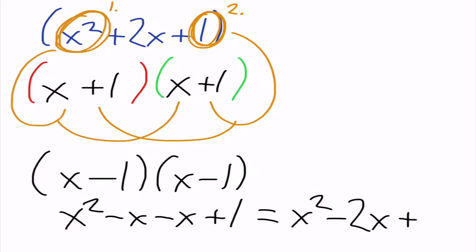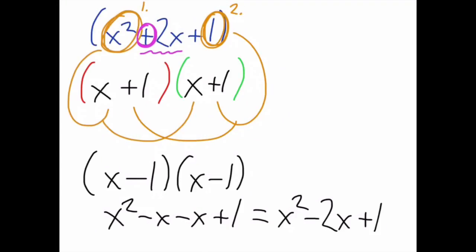So two of those three terms are correct, but the middle term is not. So now let's look at the middle term, the plus 2x, and specifically let's look at that positive sign. Basically, because we see a positive sign there, it's more likely that everything in the factored expression will be positive. Everything in the original expression is positive. It's likely that everything in the factored expression will be positive.